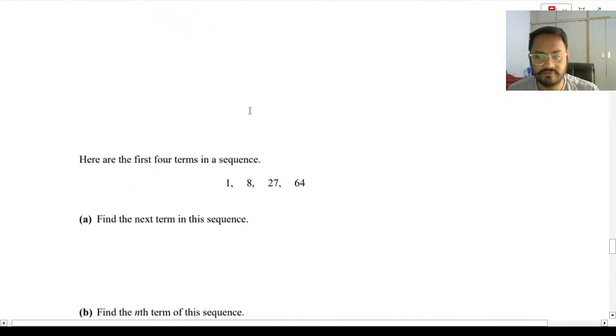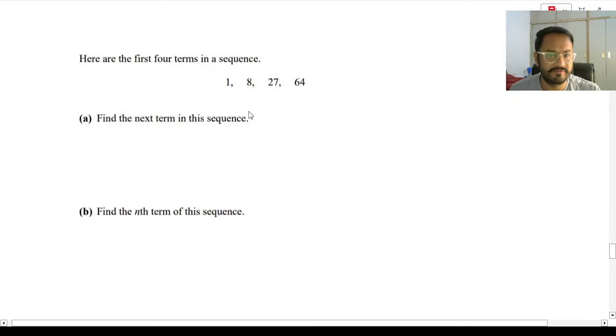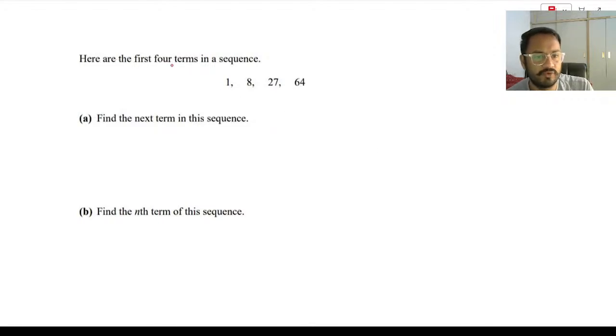Now coming to the next question, we have very few questions left. Yesterday we did most of the questions. Here are the first 4 terms in the sequence. You need to find the next term and the n term rule. What will be the next term and the n term rule? Let's see who can answer.